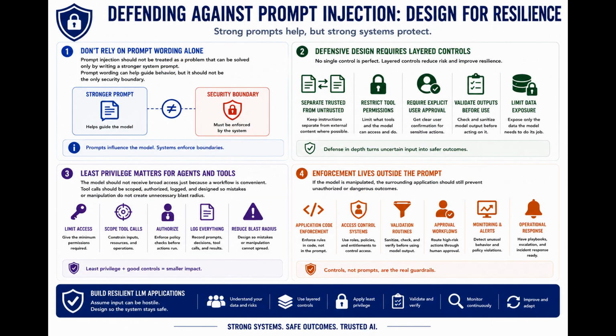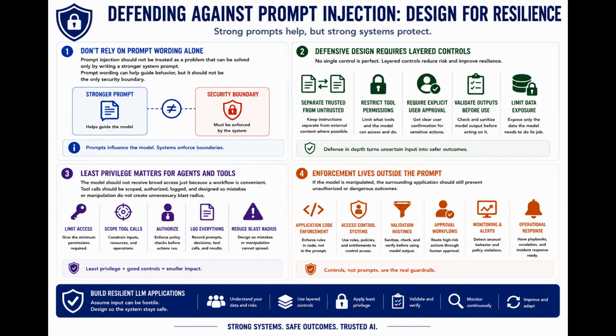Prompt injection should not be treated as a problem that can be solved only by writing a stronger system prompt. Prompt wording can help guide behavior, but it should not be the only security boundary. Defensive design requires layered controls. Applications should separate trusted instructions from untrusted content where possible, restrict tool permissions, require explicit user approval for sensitive actions, validate outputs before downstream use, and limit data exposure.